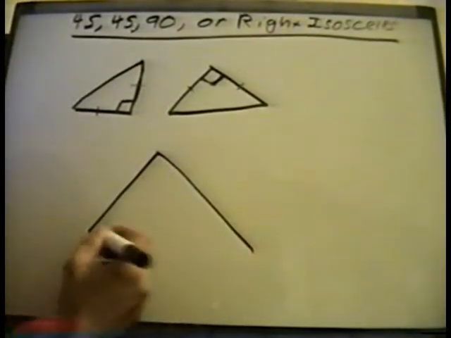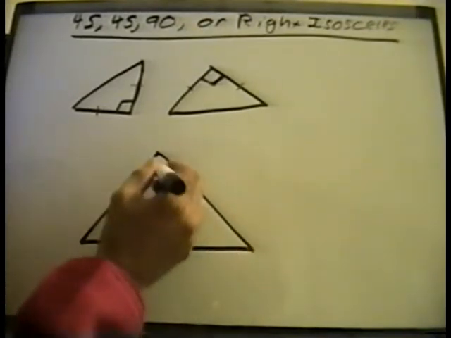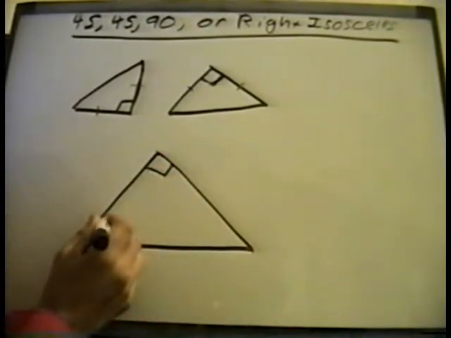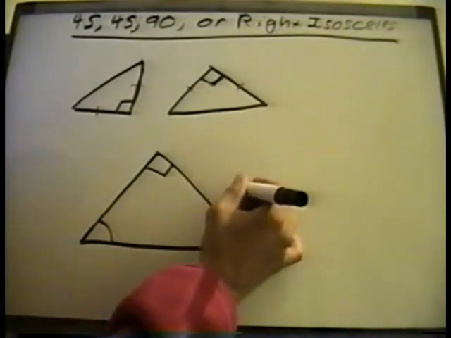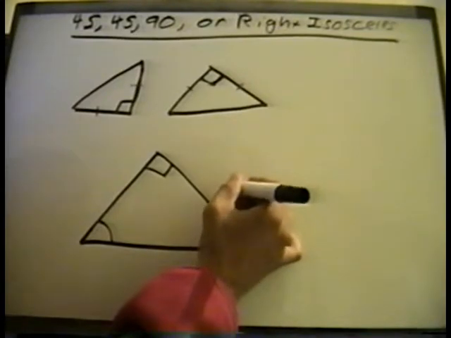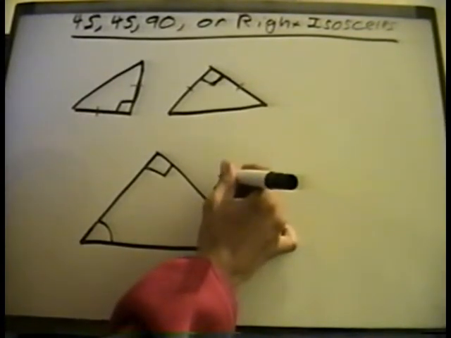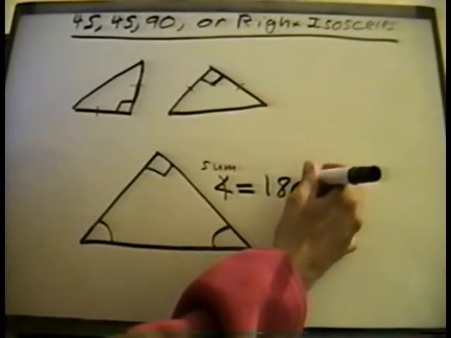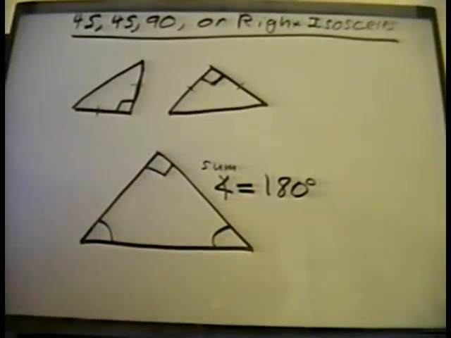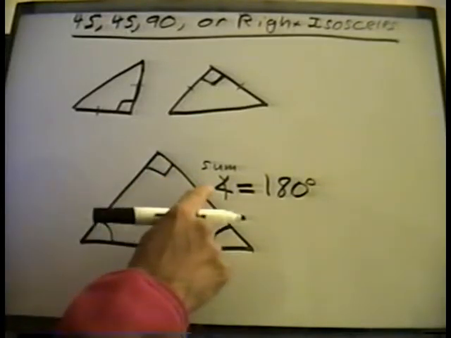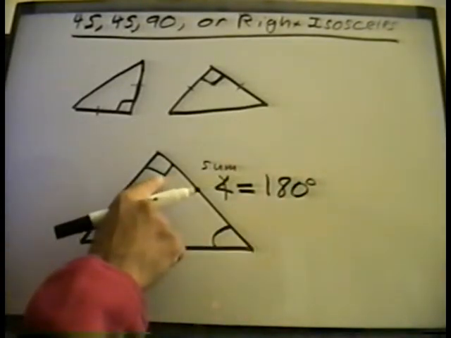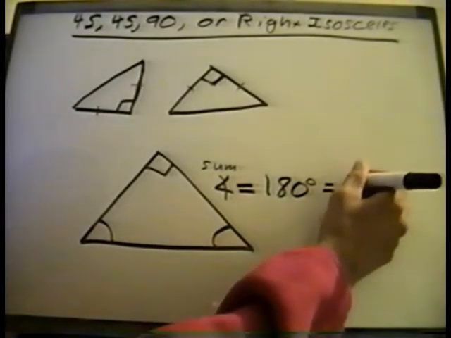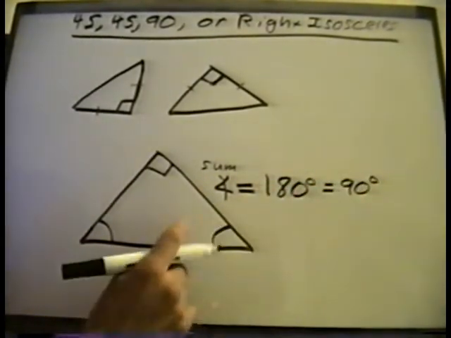For any isosceles triangle, or for any triangle for that matter, we know the sum of the angles must always equal 180 degrees. So here we have the right angle, the 90-degree angle, and then we have the other two angles.